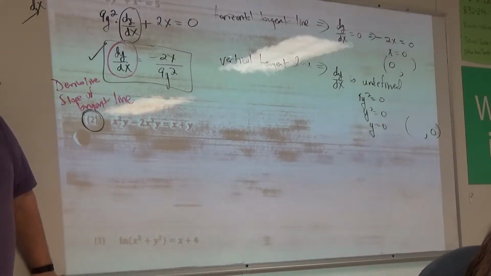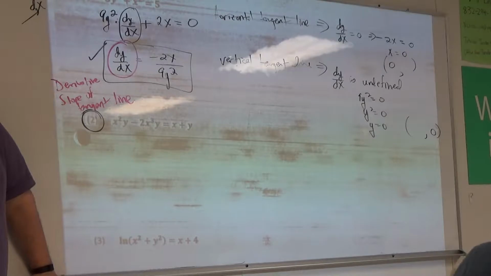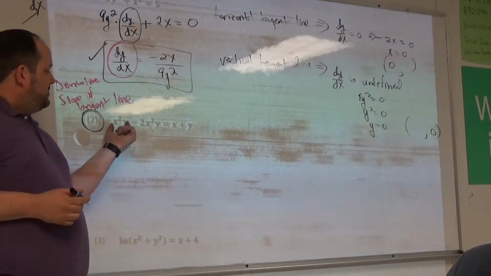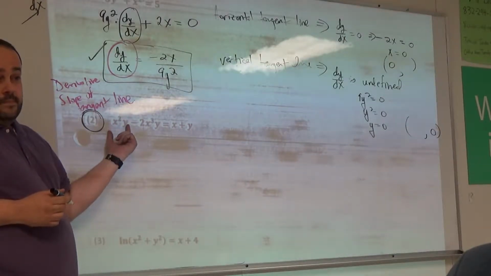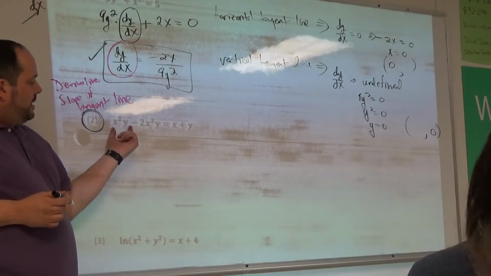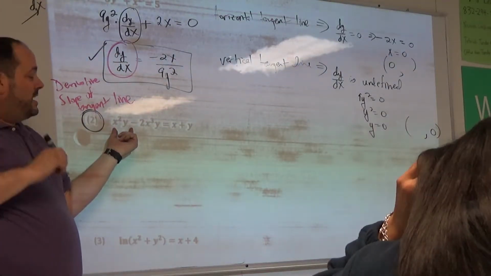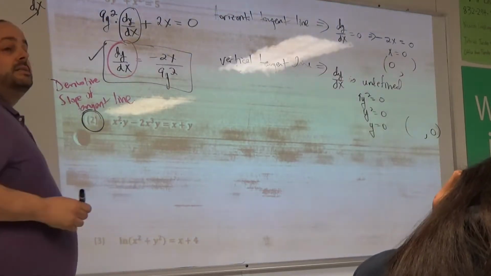Problem number 2, x squared y minus 2x cubed y equals x plus y. The instructions still are find dy dx. So I'm going to go find a derivative. And already this first one, we're going to have a little bit of a problem. The key here, if I'm going to find the derivative of x squared y, maybe you want to think of it another way. I'd look at this as x squared times y.